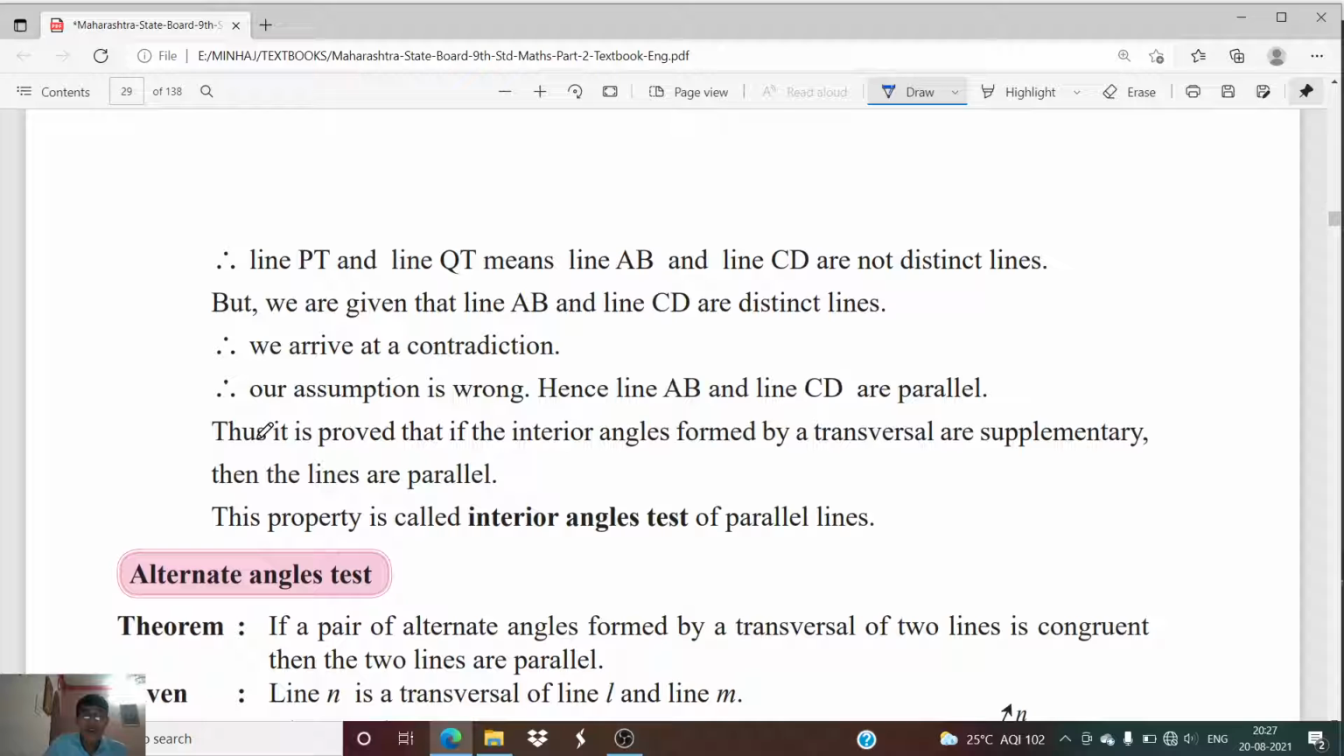And hence we have got the proof that if the interior angles formed by a transversal are supplementary, then we can write that those lines are parallel to each other. This particular property is called the interior angles test.